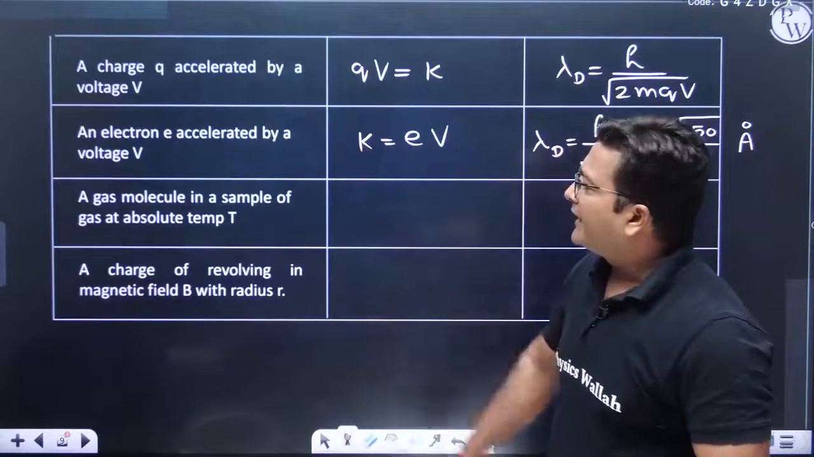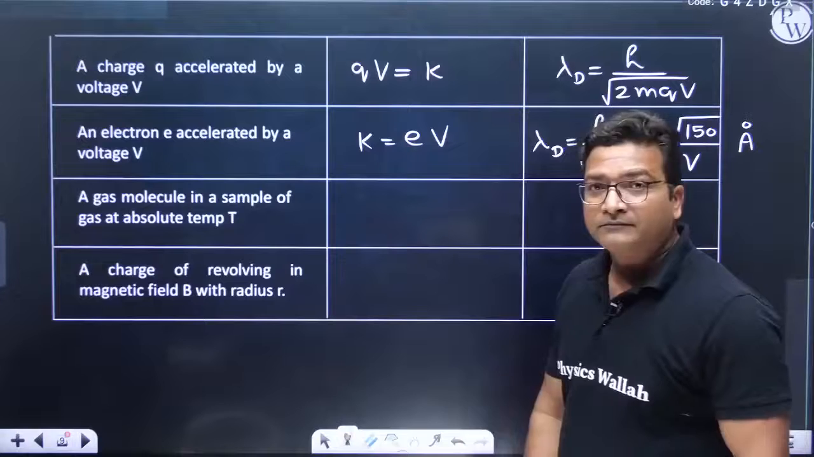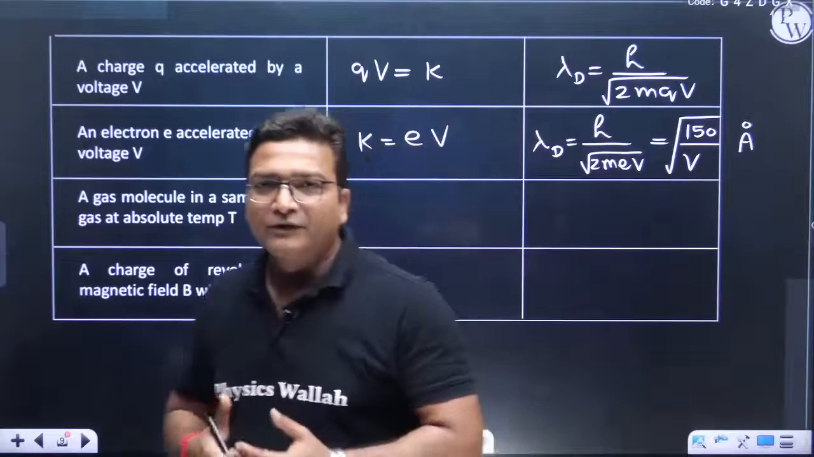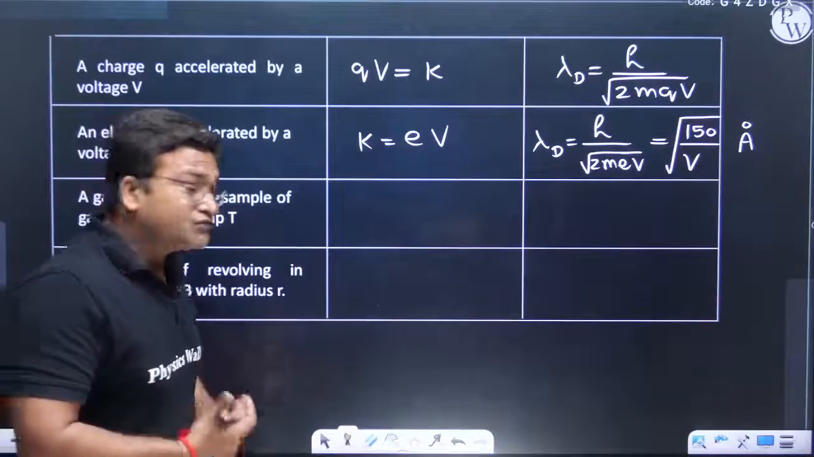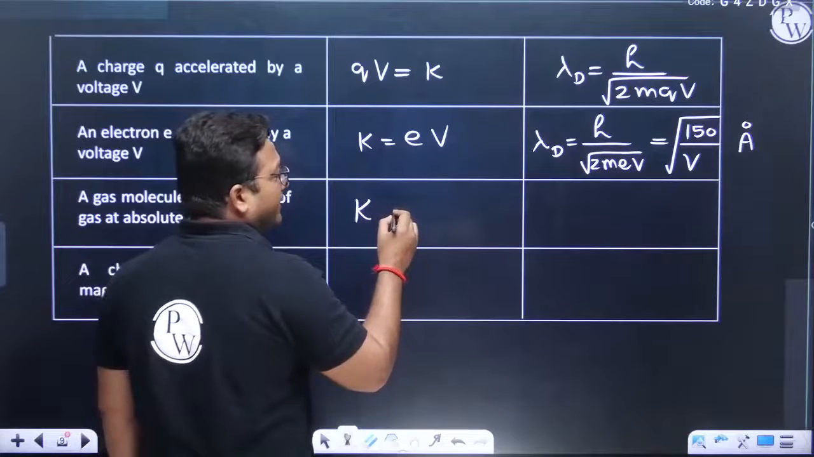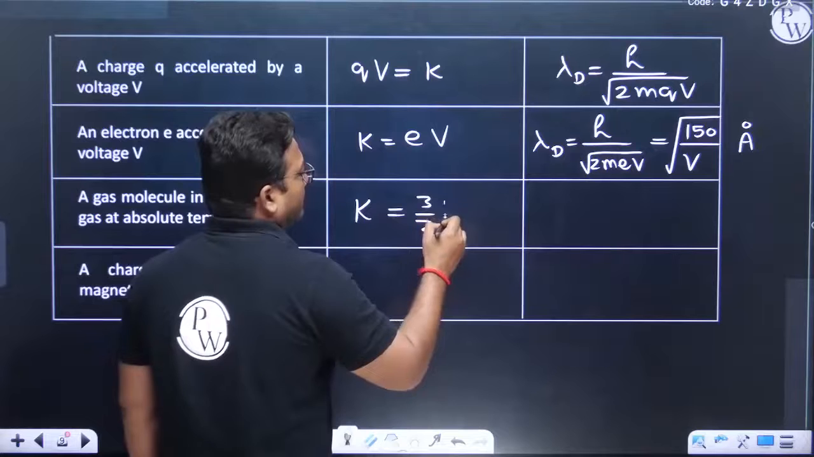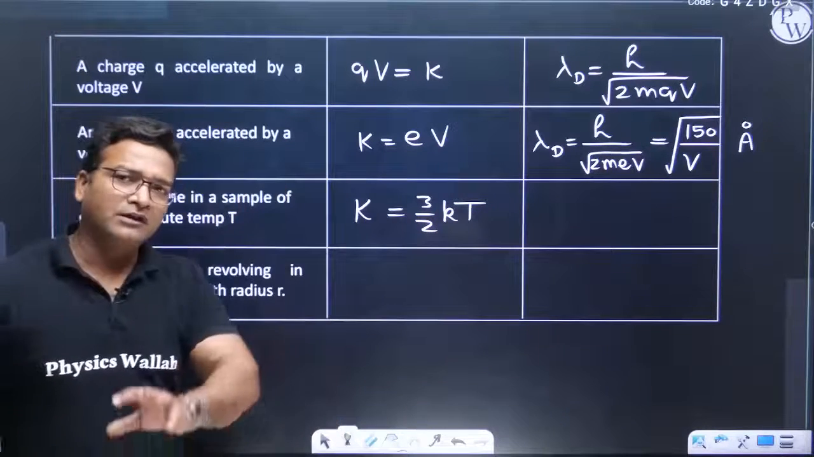Okay, next point. Say we have a gas molecule in a sample of gas at absolute temperature T. Its average translatory kinetic energy is 3 by 2 times the Boltzmann constant times the absolute temperature. I think you all know this.